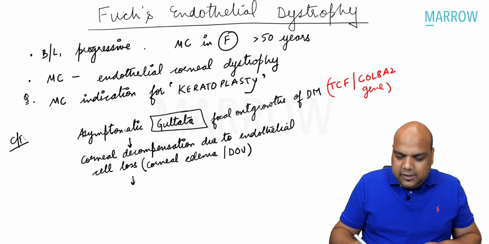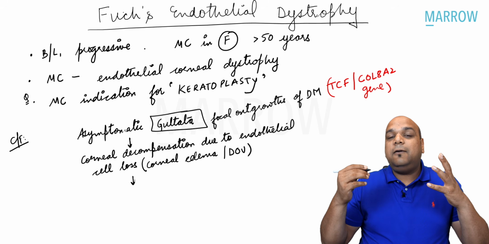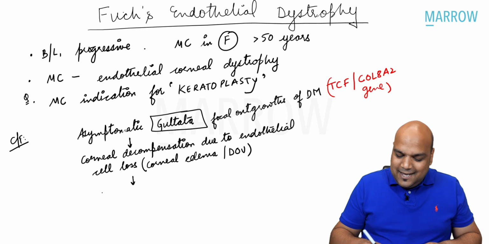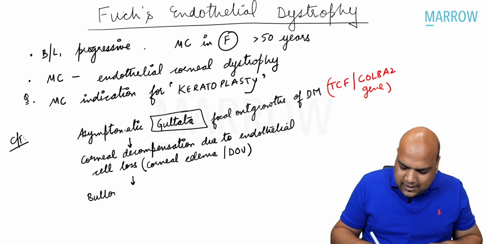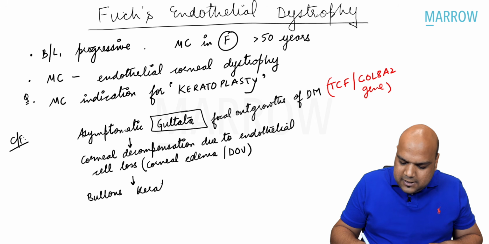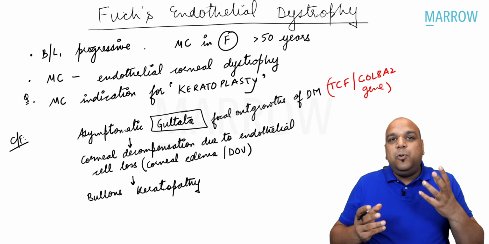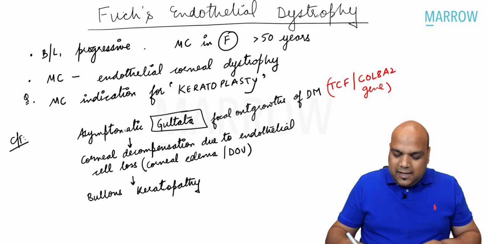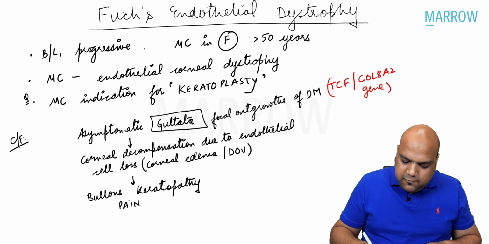And finally, if it advances to the final stage, then what will start happening? Bullous keratopathy. That means now the epithelium will also be affected, bullae form, and then they burst, and then this becomes a painful condition. So this is the end stage.